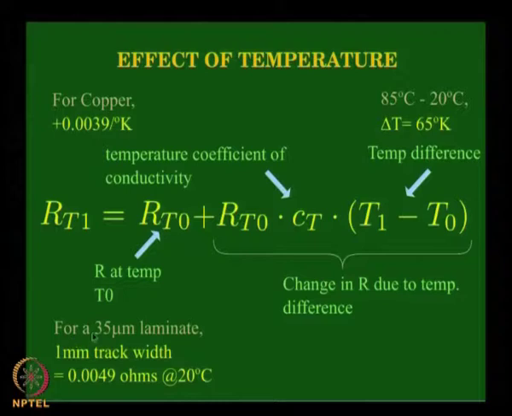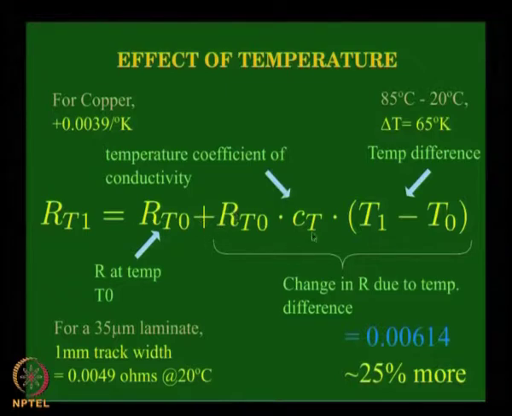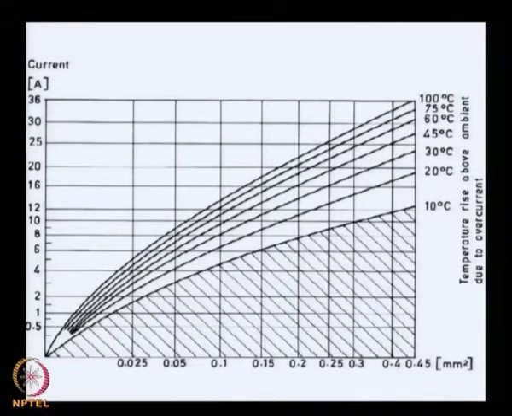And let us say for a 35 micron laminate, 1 mm track width, we had calculated, remember previously, 5 milliohms approximately at 20 degree centigrade. When you substitute all these, you will get 0.00614, which is actually 25% more. Now, if you compare 0.0049 and 0.0061 and take the ratios, you will get 25% more for this 65 degree Kelvin extra higher ambient temperature. So, therefore, we have a serious problem in the sense that we cannot neglect the resistances. You have to be concerned about it and then carefully route the tracks.